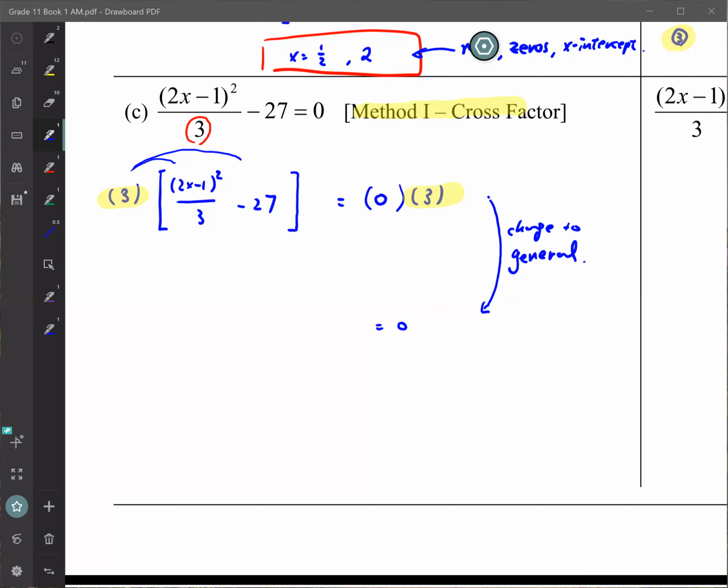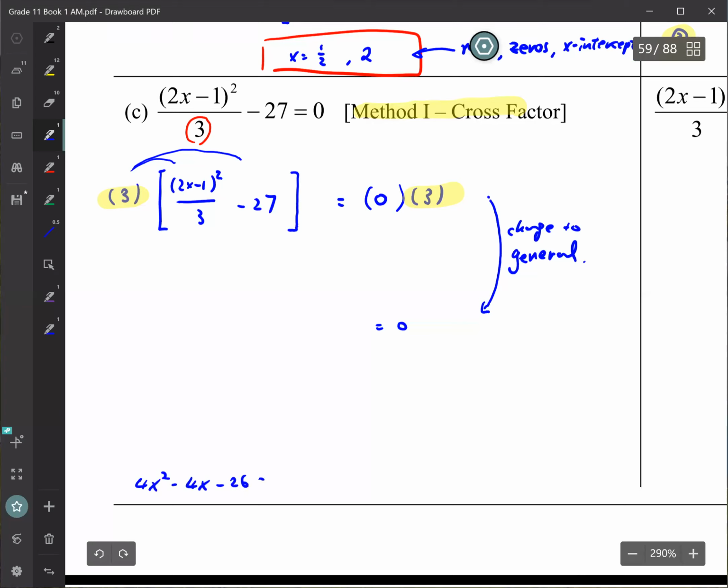Okay, Aaron, what do you have? It's just general form, right? Yeah, just general. 4x squared subtract 4x subtract 26 equals 0.